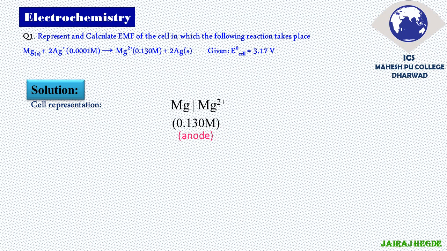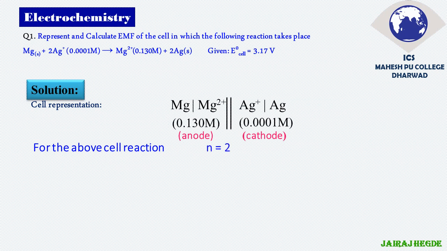So for the cell representation, what should we do? First we should write the anodic cell. Here magnesium is undergoing oxidation, so we write the anode: magnesium bar Mg2+, and its concentration is 0.13 molar. And then we write the right electrode, Ag+ bar Ag, the cathode, where the reduction is taking place. The concentration of Ag+ is 10 power minus 4 molar, and those are separated by a salt bridge.